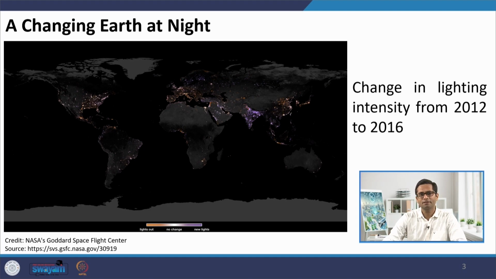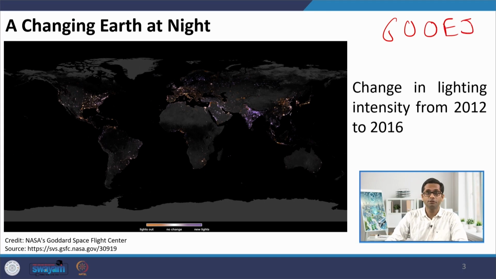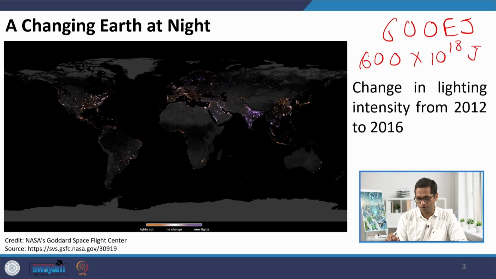But for this calculation, let us consider the globe to be one family consuming significant energy. So if I talk about the total energy consumption globally, we arrive at a number which is possibly of the order of 600 exajoules. When I use the term exajoule, this basically refers to 600 into 10 to the power 18 joules.